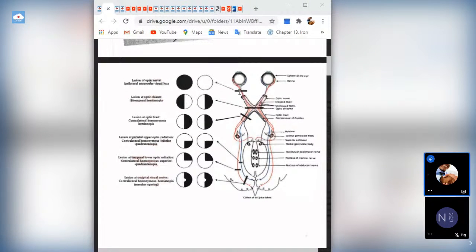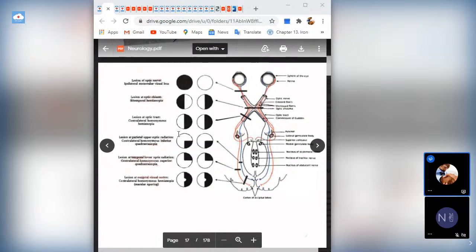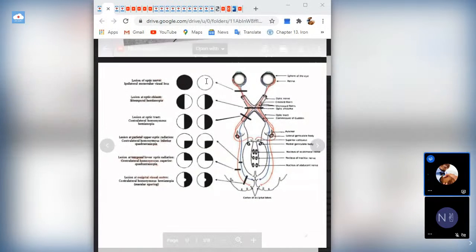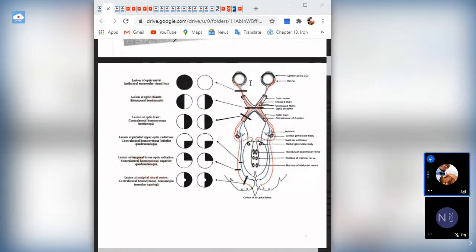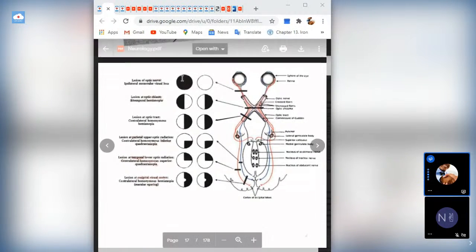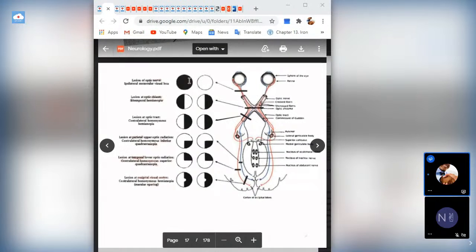Then you have this total blindness, total visual loss. You can see here, these circles represent what the person with this lesion sees. A person with a lesion at the optic nerve or at the level of the retina will see something like this. This is total blindness. Everything is black in the affected eye, while the other eye is good.